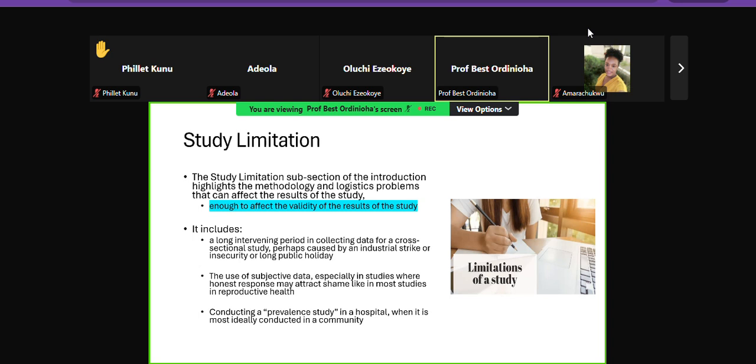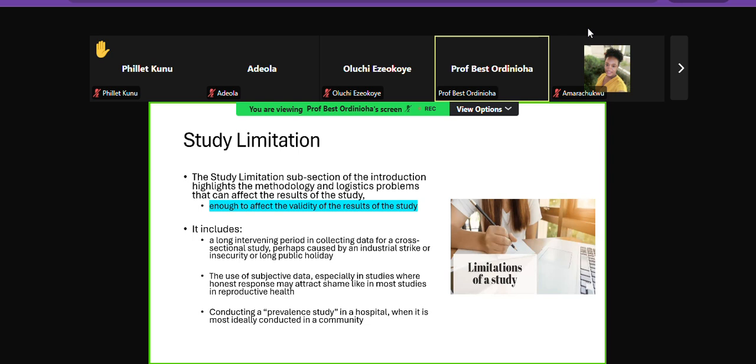limitation should be in chapter 1. But this is a proposal. In this proposal is what you intend to do. So it's better for you to identify the things that are likely to affect the validity of the results of your study. Okay? And a lot of them have to do with the methodology, or even your aim and study objective.